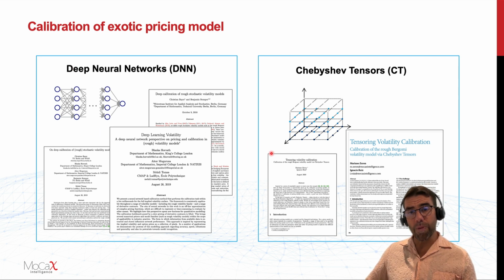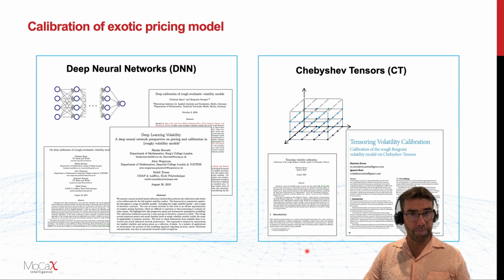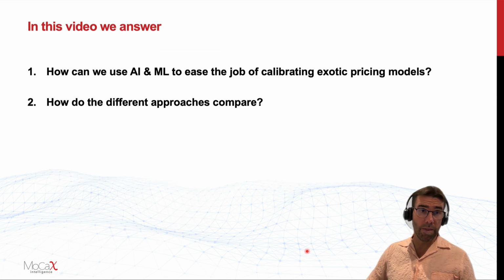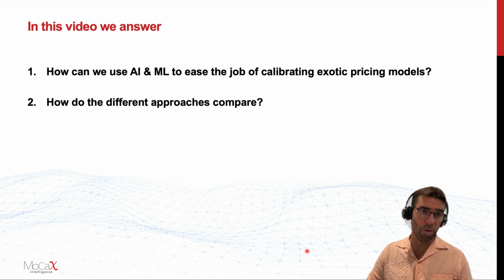So basically, this paper has the version that is in Wilmott Magazine, this one here. And also, for those of you that are interested in more detail, in our website or in the archive, we have a longer version where all the details are reported. So what I'm going to do in this video is basically answer these two questions. First of all, how we can use AI and machine learning to ease the job of calibrating exotic pricing models. That's the first question. And the second question that I'm going to tackle is how do the different approaches compare, in particular, DNNs and Chebyshev tensors.